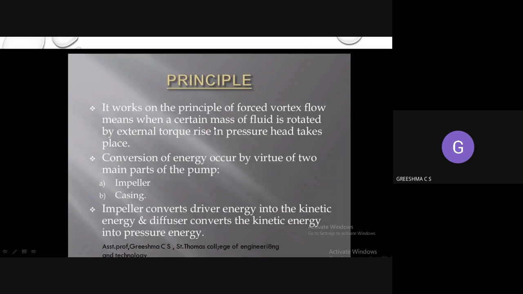So due to this rise in pressure, the water will be flowing. Okay, so this process is known as forced vortex flow.